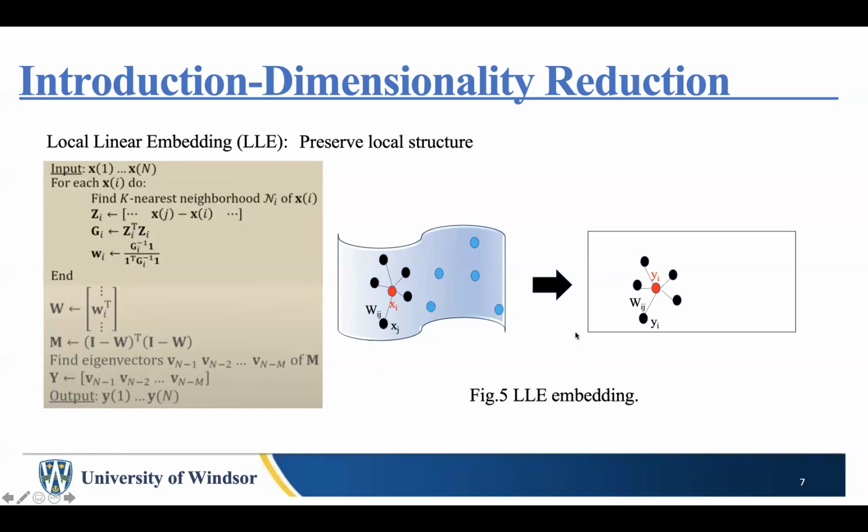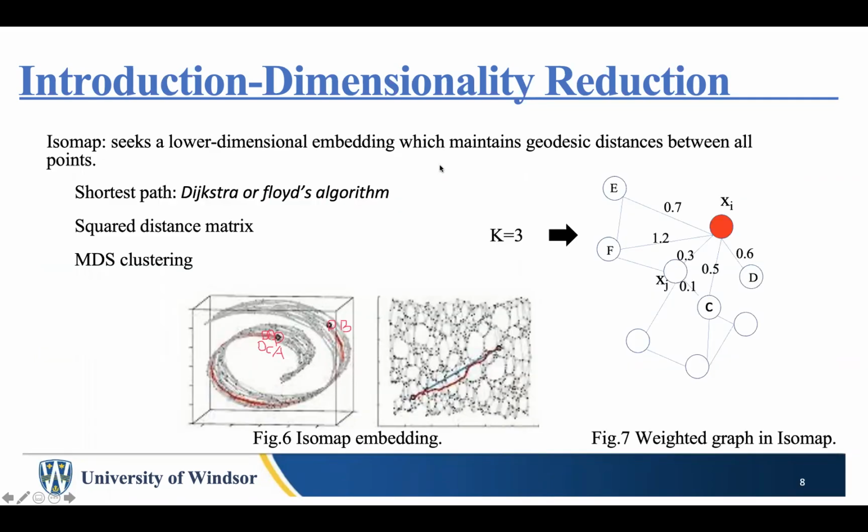The weight in the low-dimensional space is the same as that in the high-dimensional space. So, LLE can preserve the local structure well. ISOMAP seeks a lower-dimensional embedding, which maintains geodesic distance between all data points.